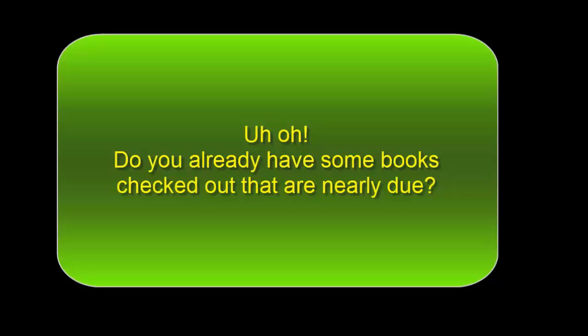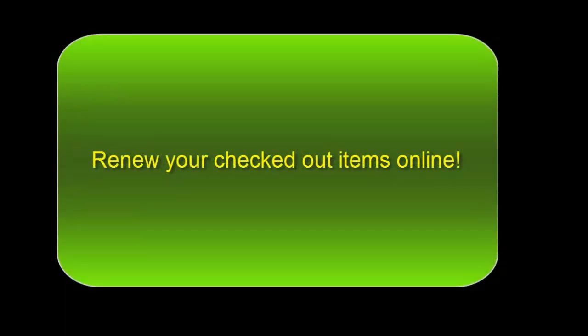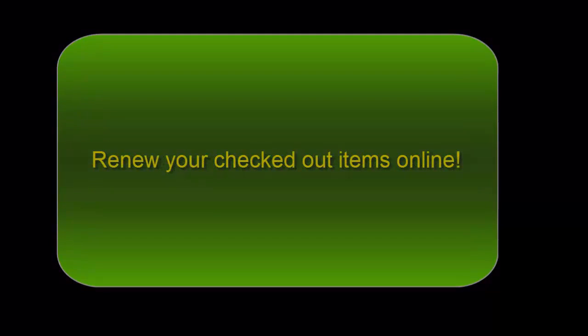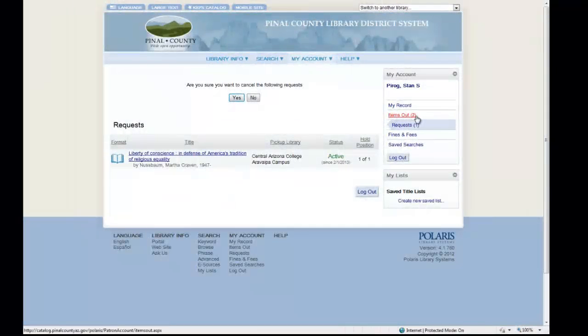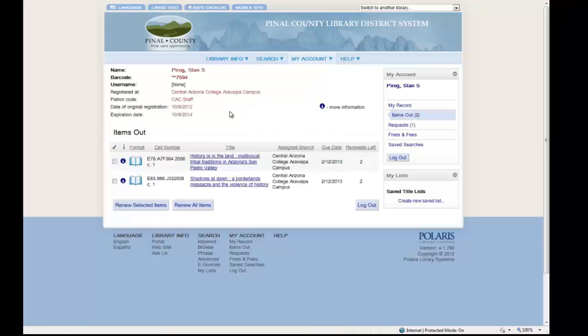Hey, do you have any books that are due right now? Well, don't panic, because the good news is you can actually go online and renew your books all by yourself. Let's take a look and see how we do that. While we're still in our account, notice there's a link to the items that you have checked out. Click that link, and here's a list of those items that are checked out. In my case, I've got 2 books that are checked out, and those due dates are coming up soon. So I'm going to put check marks in both those boxes to the left of the items, and then just click where it says Renew Selected Items.